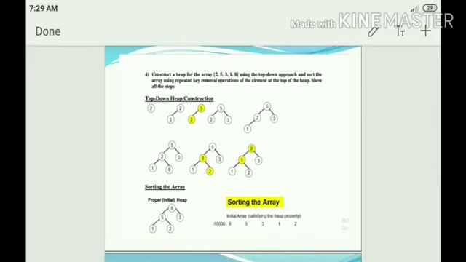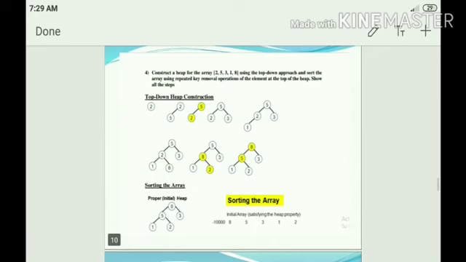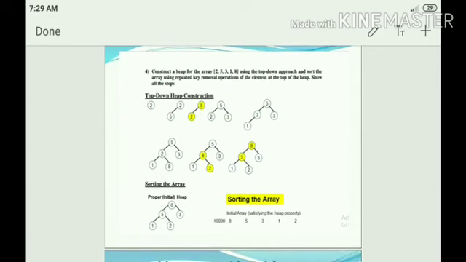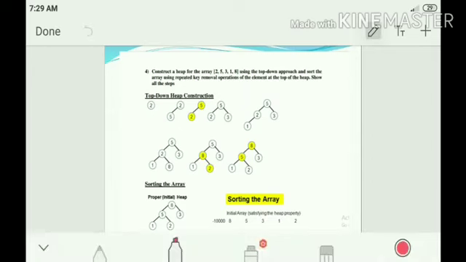Here we are supposed to construct a heap for the array which has the elements 2, 5, 3, 1 and 8 in it using a top-down approach. So very firstly, the first element 2 is considered to be the root of the heap. The next element 5 is the left child, but we see that this subtree is not satisfying the parental dominance, so we shift 5 into the root location as 5 is greater than 2.